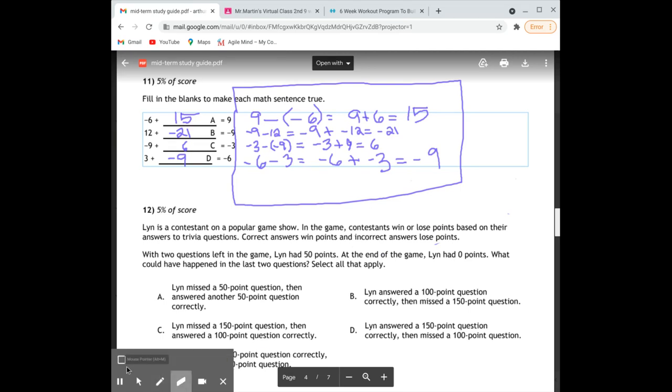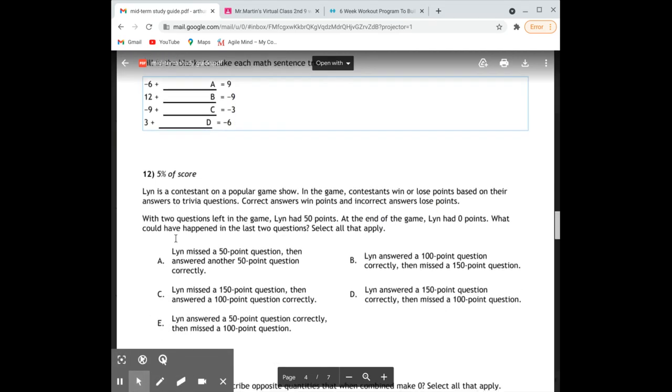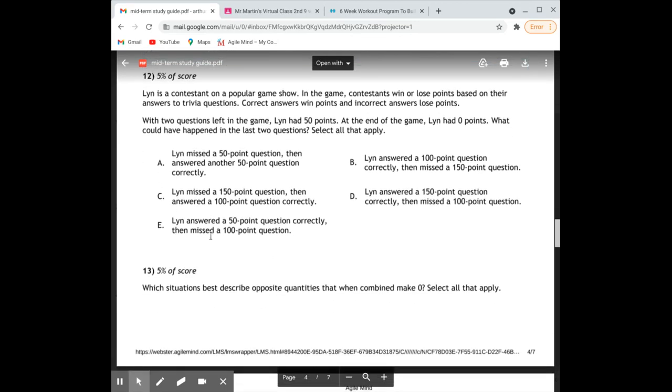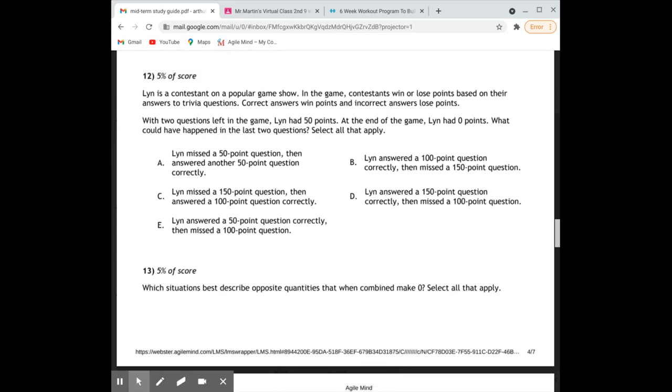All right, so we are going to move to our next question, which is number 12. We're going to start with Mr. Devin. Devin, would you read this for us and then explain how to solve them, please, sir?